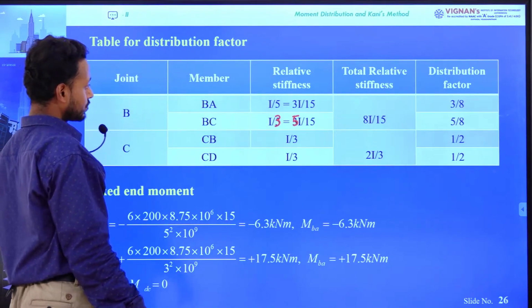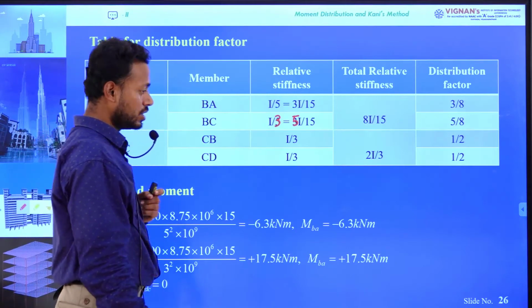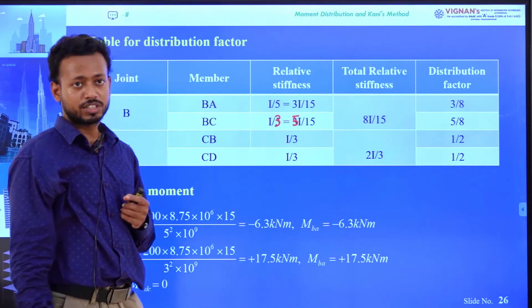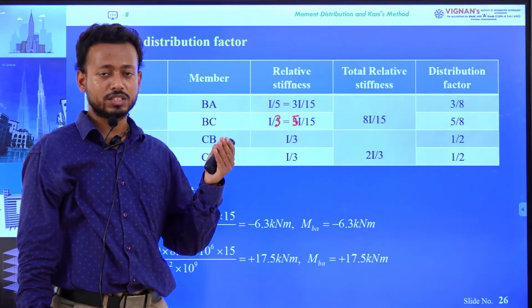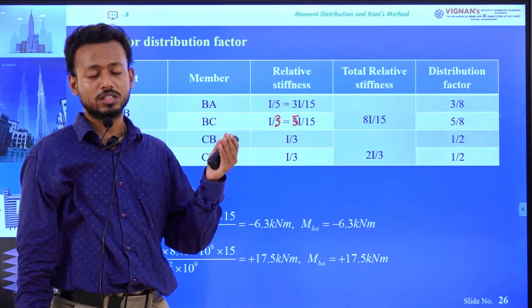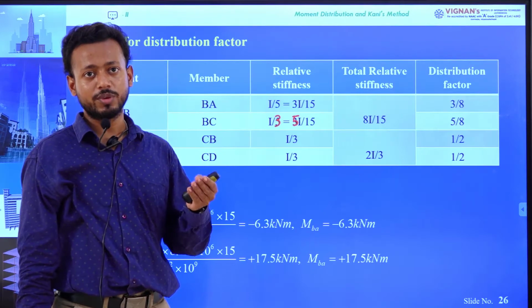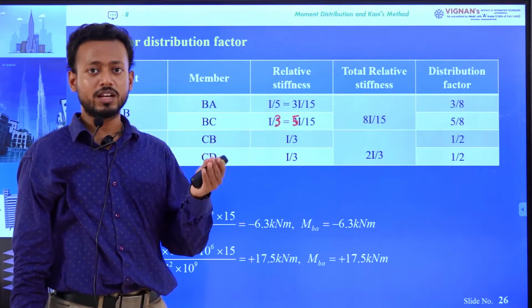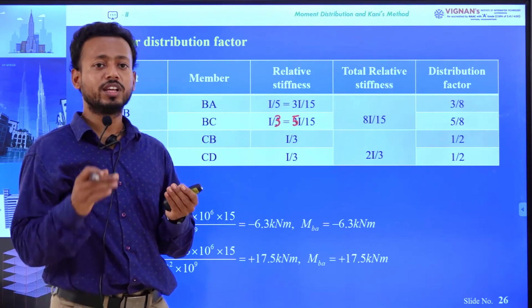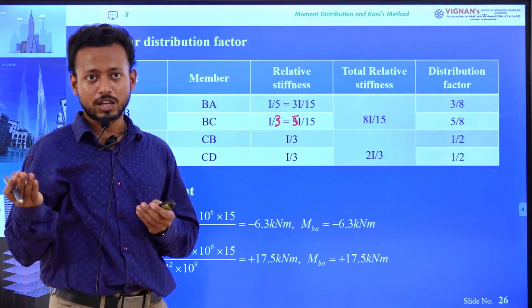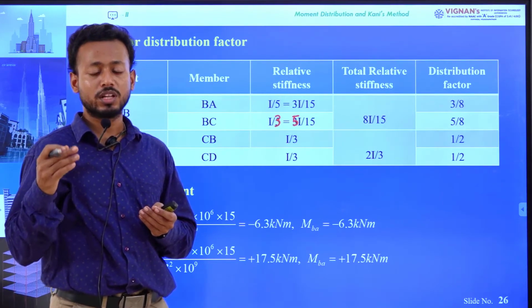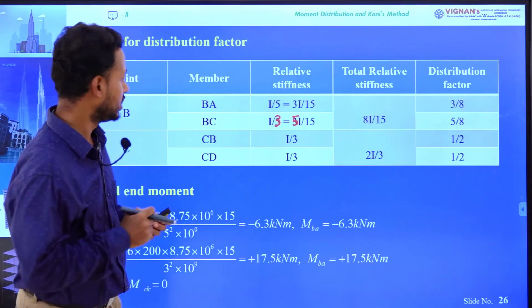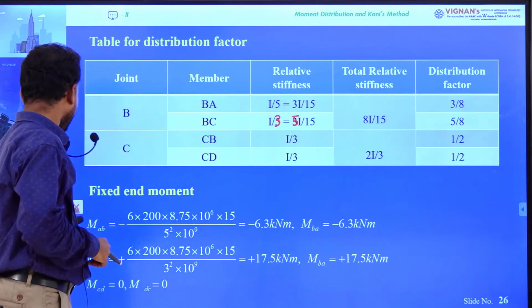Now we have to find out the fixed end moment. I told you, when the left support is at higher level, the fixed end moment will be anti-clockwise, and that will be minus 6EI by L square. And when the right support is at higher level, then the fixed end moment will be positive, that is plus 6EI by L square.